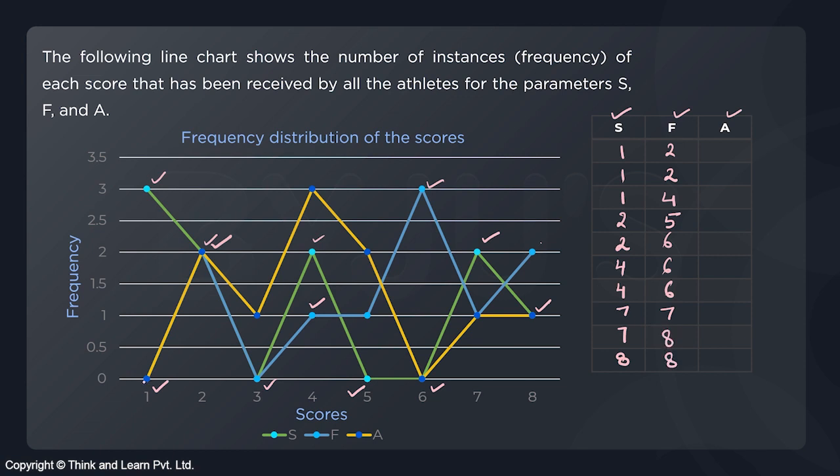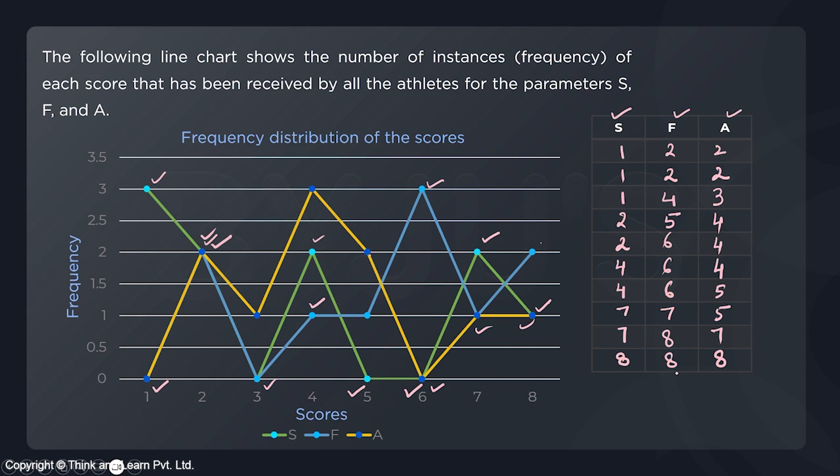Similarly, if I talk about the last score of agility, 1 does not appear at all, 2 appears twice, so let me write 2 twice, then 3 appears once, so let me write 3 over here, 4 appears thrice, so 4 would appear thrice, 5 appears only twice, so 5 would appear twice, 6 appears 0 times, 7 and 8 appearing once. So now this table is sufficient for me rather than having this chart again and again.